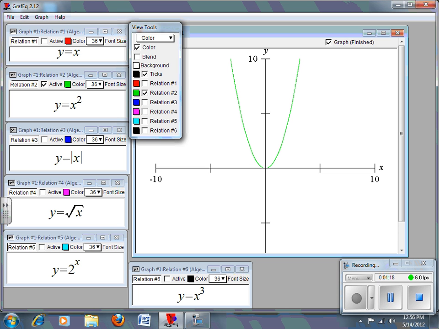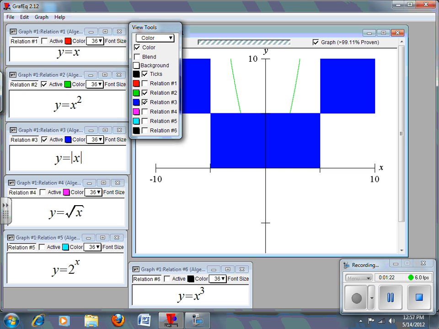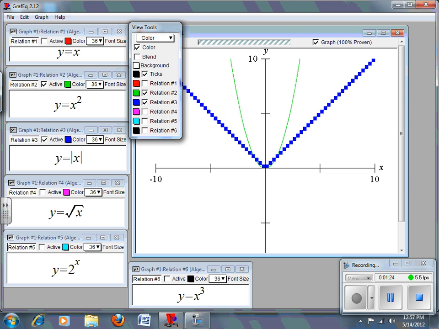Next parent function is y equals the absolute value of x in relation 3. I'm going to have relation 3 up with relation 2. Notice again, it's always positive. The blue line is y equals the absolute value. Again, it also goes through the origin (0, 0).